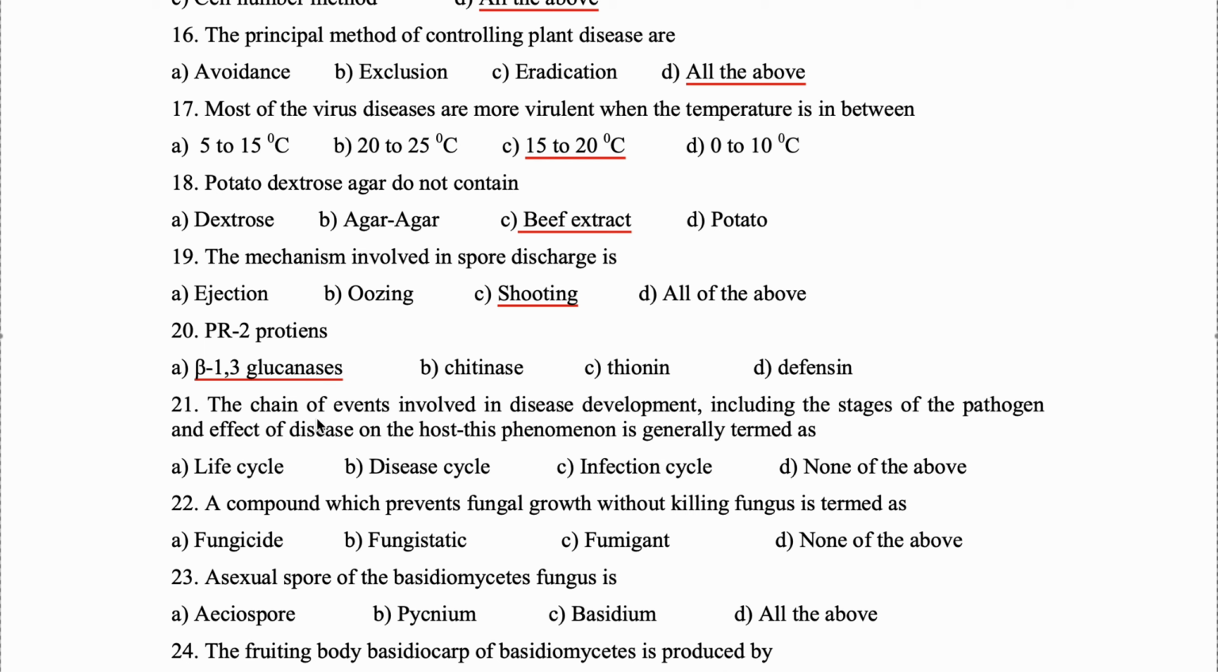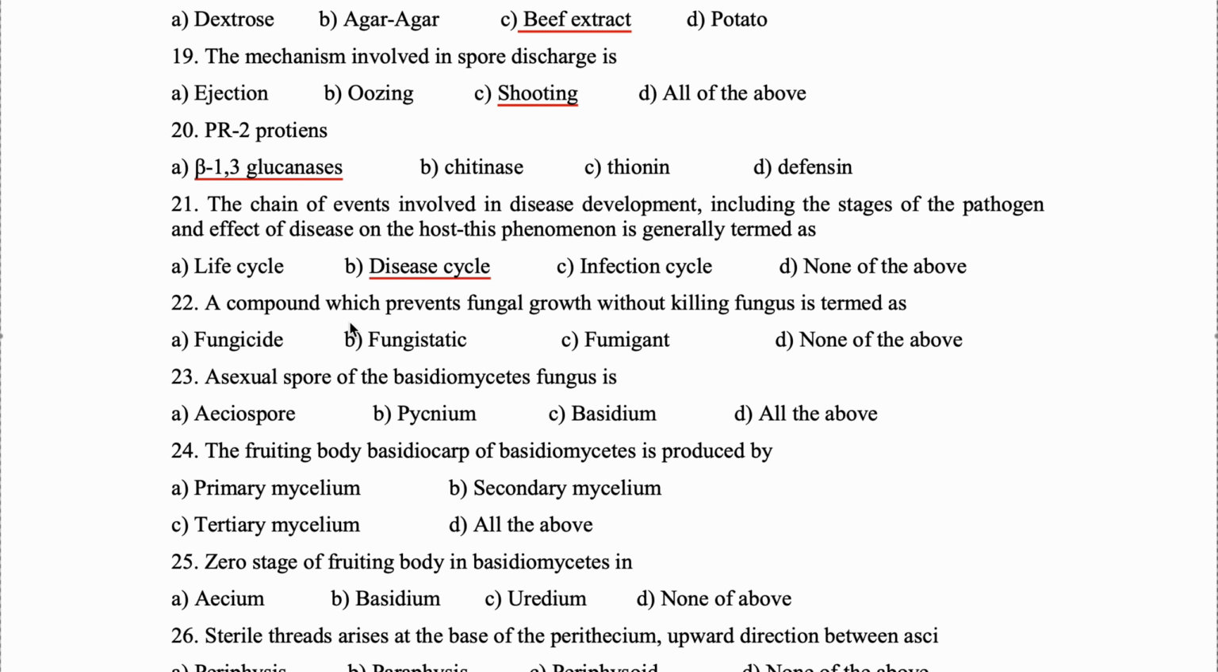Question 21. The chain of events involved in disease development, including the stages of the pathogen and effect of disease on the host. This phenomenon is generally termed as disease cycle. Question 22. A compound which prevents fungal growth without killing fungus is termed as. For fungicide, we have to kill the fungi, right? But here they are saying without killing the fungus. Then it will not be fungicide, it will be fungistatic.